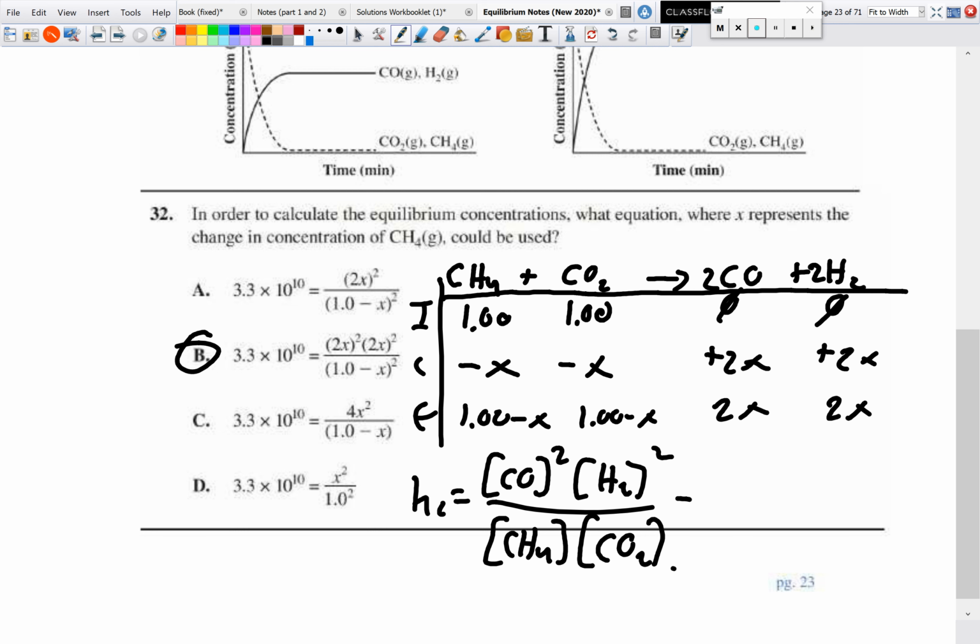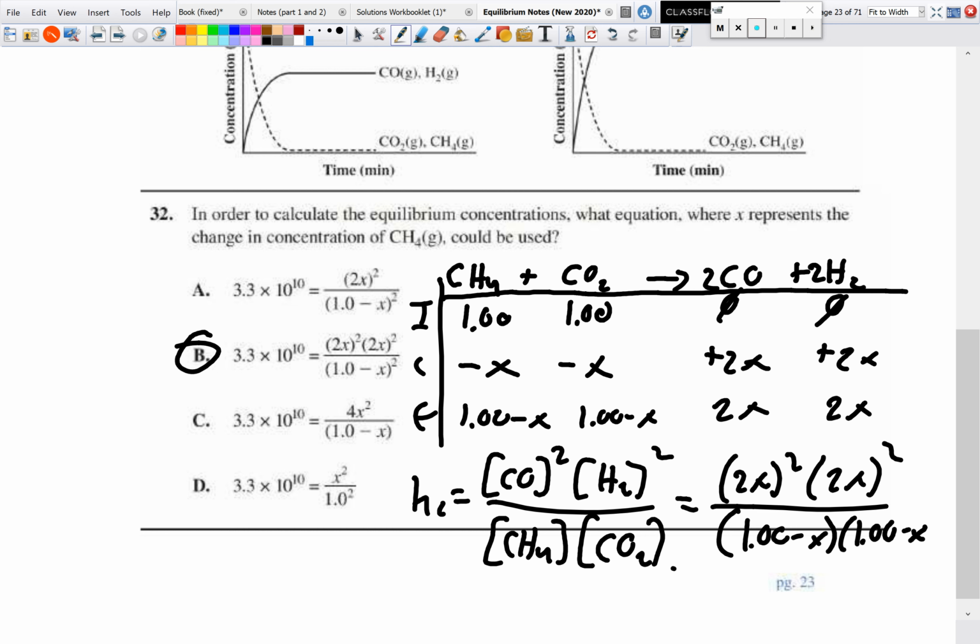Alright, so when you plug it in, you get this, and you simplify two of these here by just going 1.00 minus x squared. So that's why we end up getting B.